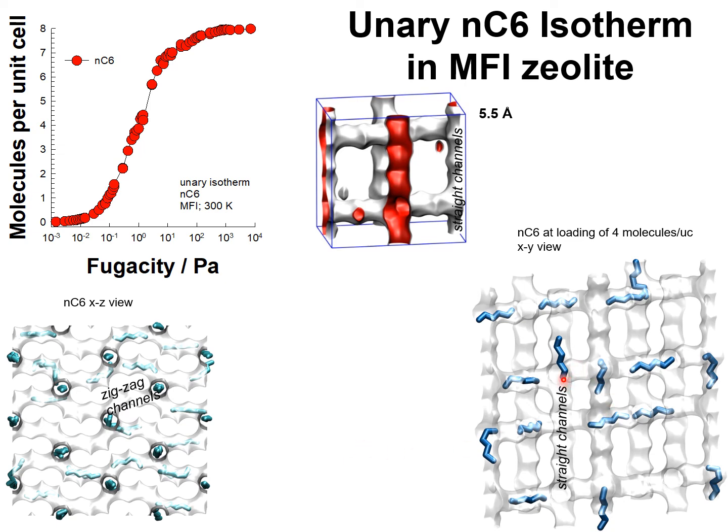The length of a normal hexane molecule is commensurate with the distance between channel intersections. Per unit cell of MFI zeolite, there are 4 intersection points and a total of 8 normal hexane molecules can be accommodated within the MFI framework at saturation conditions.